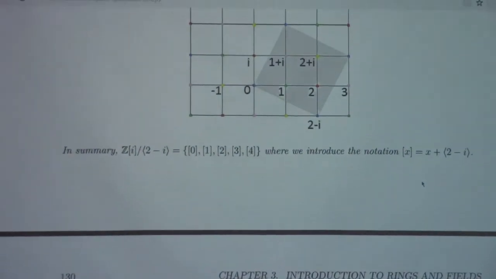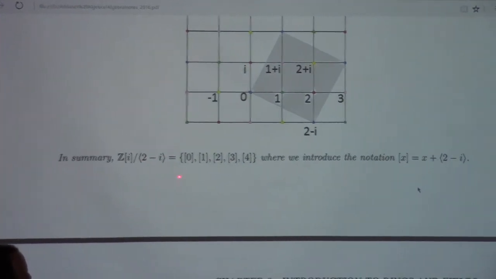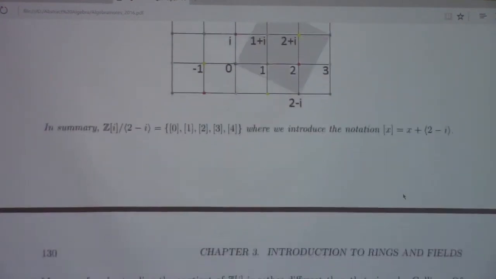So in short, you can see that the Gaussian integers mod the principal ideal 2 minus i is basically these four cosets, using the notation bracket 0 for 0, bracket x for x plus the principal ideal generated by 2 minus i. And you can see down here on the real line, I haven't drawn it quite, but 0, 1, 2, 3, the next thing over here is 4, right? So that covers all the cosets, the entire quotient ring here. Now, this picture is not in Gallian, so I'm adding something here. I think this is a useful way of thinking about this particular example, though, in my experience.